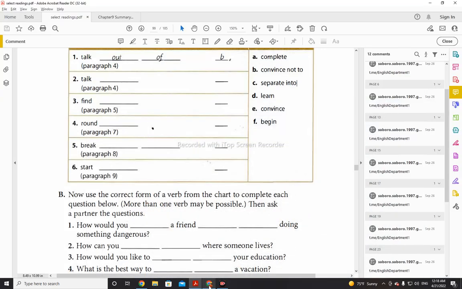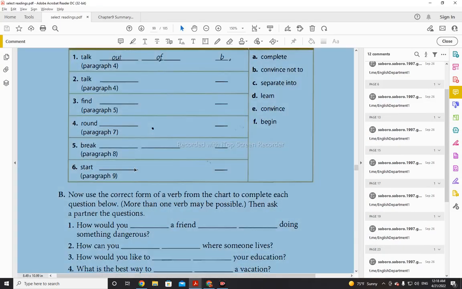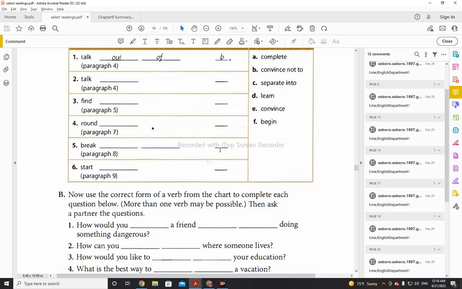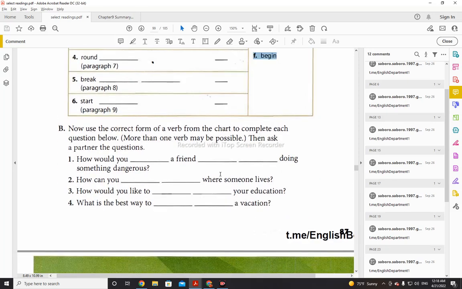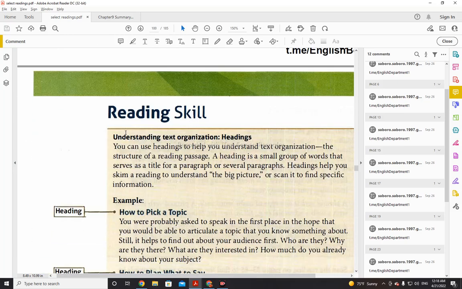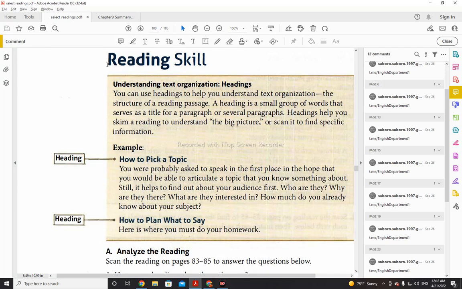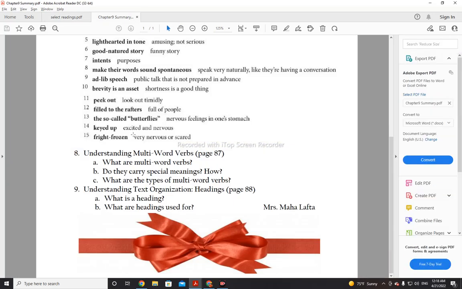It's yours. Yes, thank you. Well, it is so easy. Start off. It means begin. That's excellent. Alright, moving to exercise B. No need. Let's move on to the reading skill, and that's how to specify headings in a passage and what their importance is. Okay, go ahead, Mustafa.